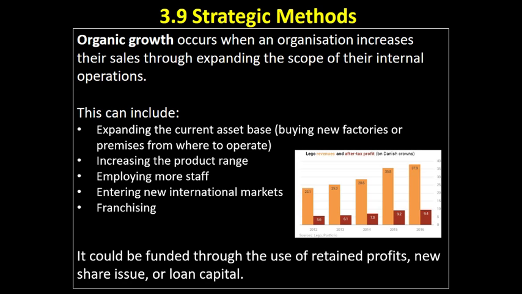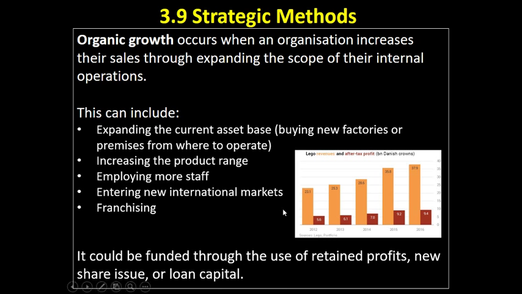It could be funded through the use of retained profits, and that would be fantastic if it was, but we might do a new share issue in order to build a new factory, or we might take out a loan in order to open a new shop. Those are external sources of finance, but it's still organic growth. When a business sells shares, it's selling off part of the ownership of the business. It's attracting finance, but it's done that in exchange for its own shares, or loan capital is going to be paid back by the business. So it's still our brand that we're extending. The money has come from externally, but we would still define this as organic growth.